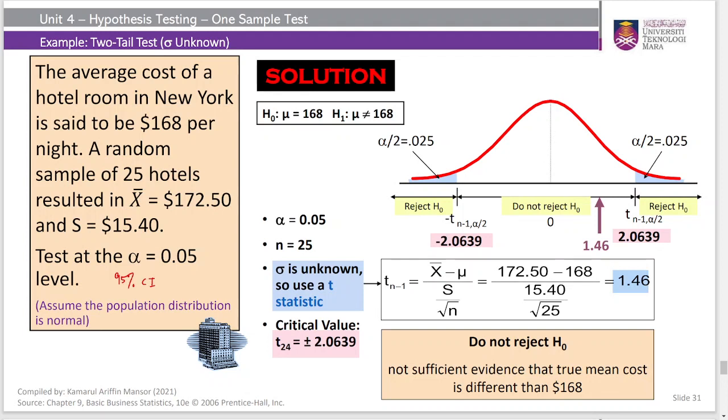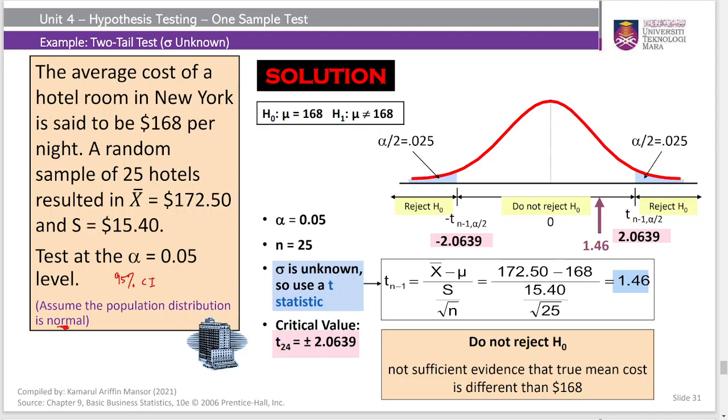Okay, and then there is an assumption here: assume the population distribution is normal. So this is a must-have. If you don't have this information, then you cannot perform the t-test to test the hypothesis. Alright, so what is the claim here?